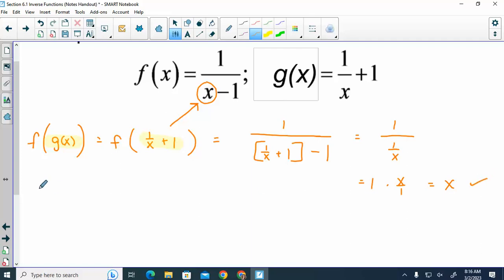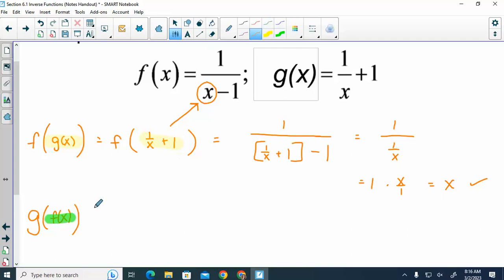Is that enough to say they're inverses? Yes. No. I want to say yes. You want to say yes. It means most likely they are, but there are scenarios where one might work and the other doesn't. So we have to go ahead and check the other.